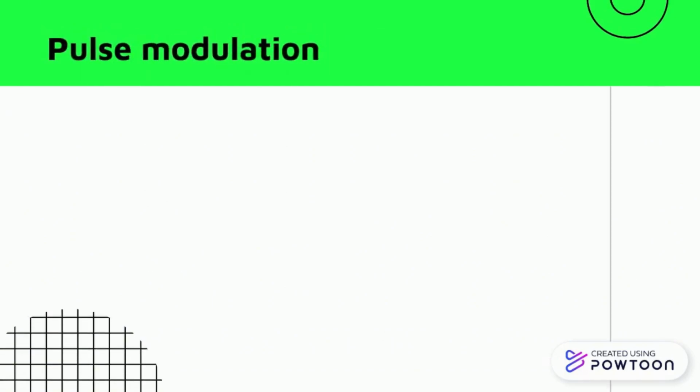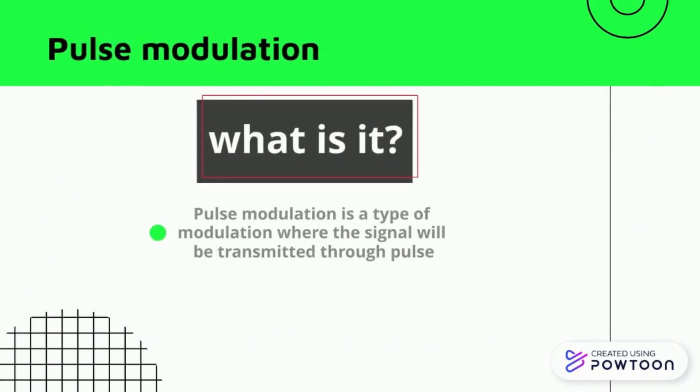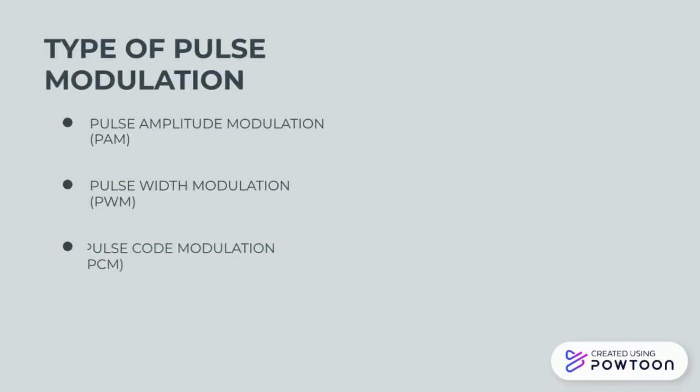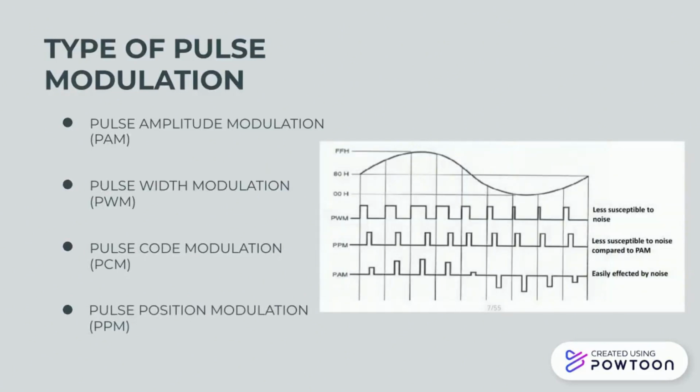So, what is pulse modulation? By definition, pulse modulation is one type of modulation where the signal will be transmitted through a pulse signal. There are four types of pulse modulation. The first one is pulse amplitude modulation, PAM. Second is pulse width modulation, PWM. Third is pulse code modulation, PCM. And lastly is pulse position modulation, PPM.